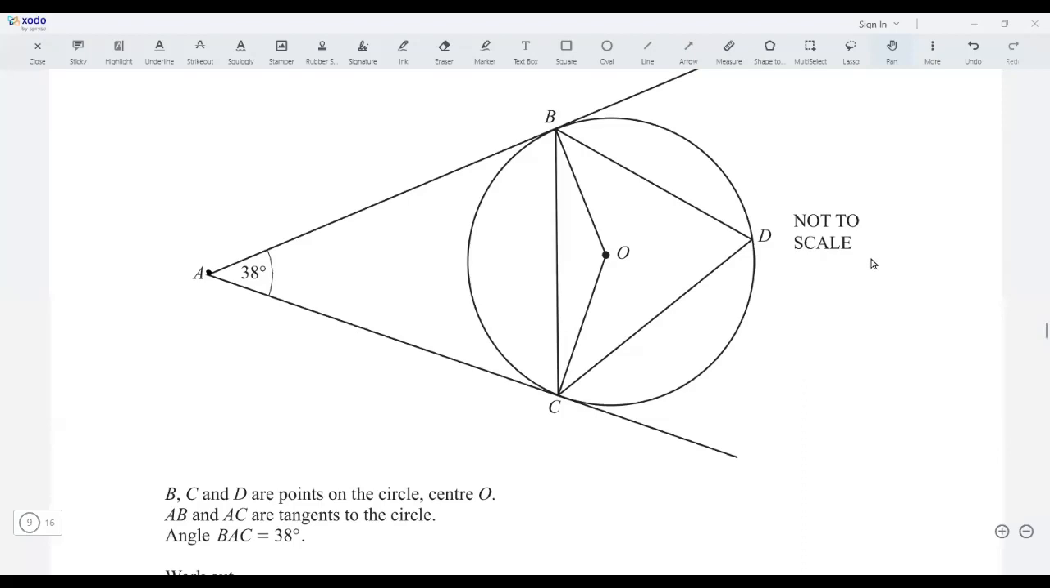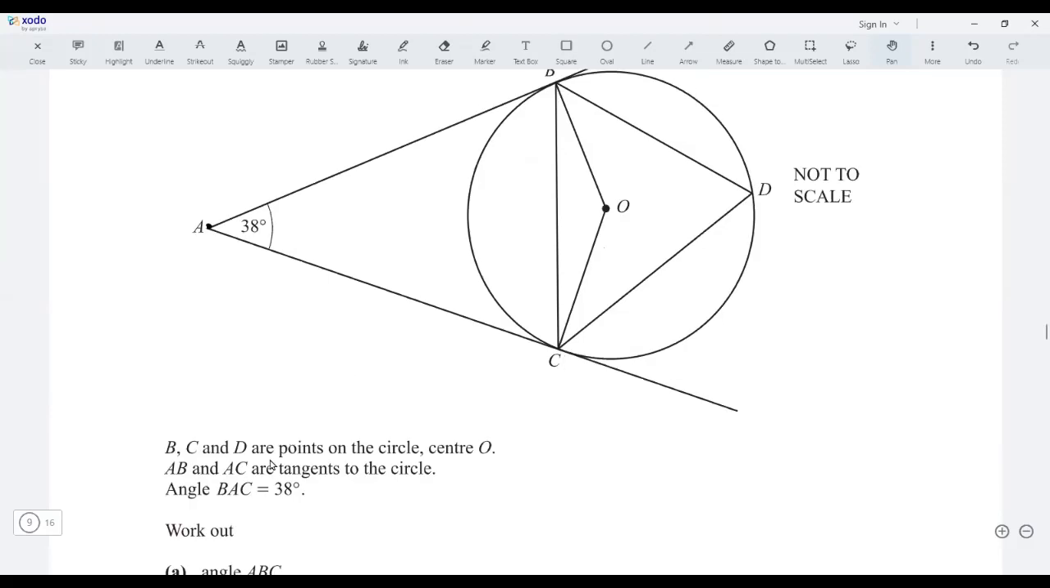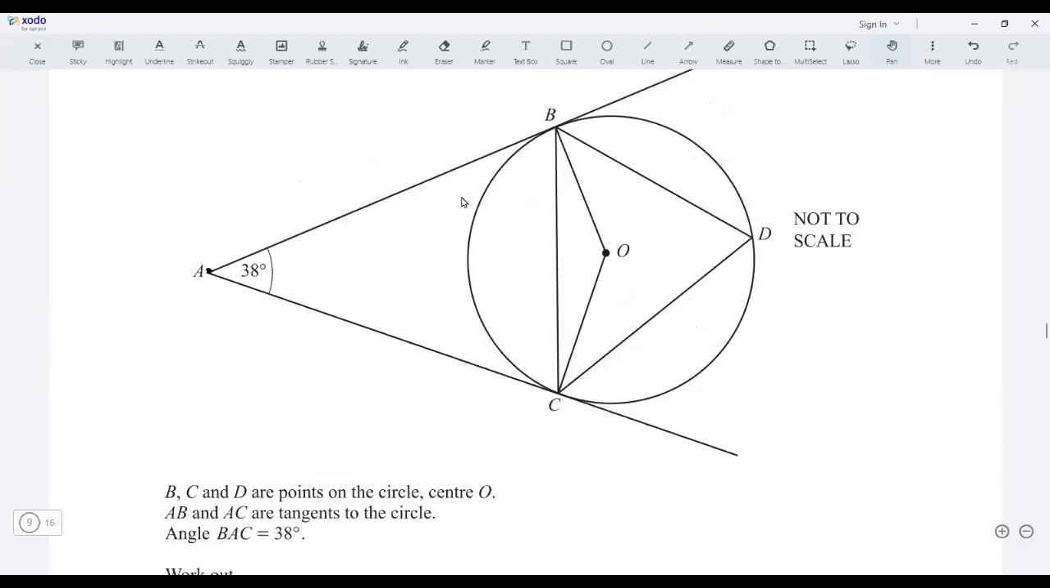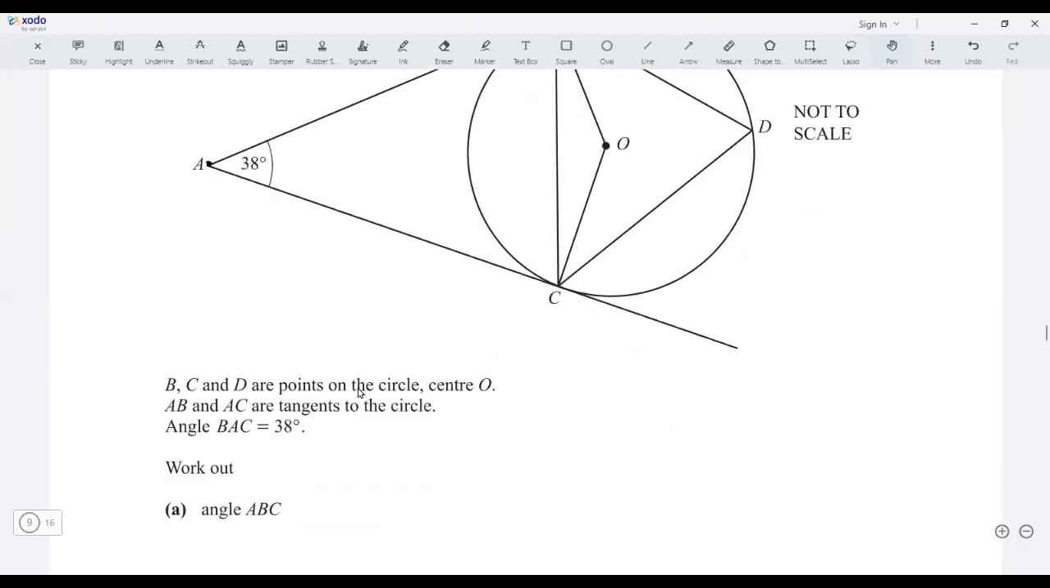As we move to the next question, it is basically related to circle properties. Angle BAC is mentioned here. It is 38 degrees, and tangents are mentioned that come from the same point and touch two points on the circumference. So we have to remember the properties. For understanding this, we first look at the question.